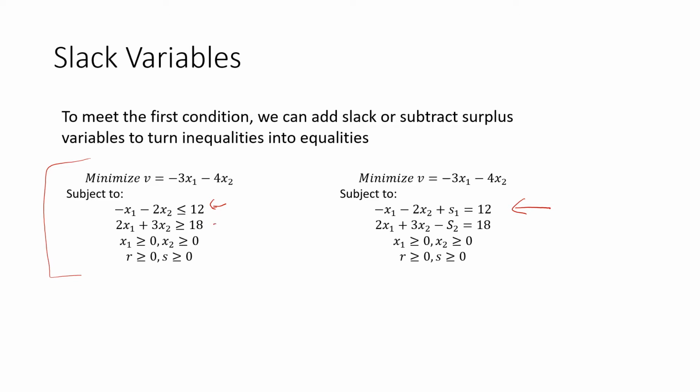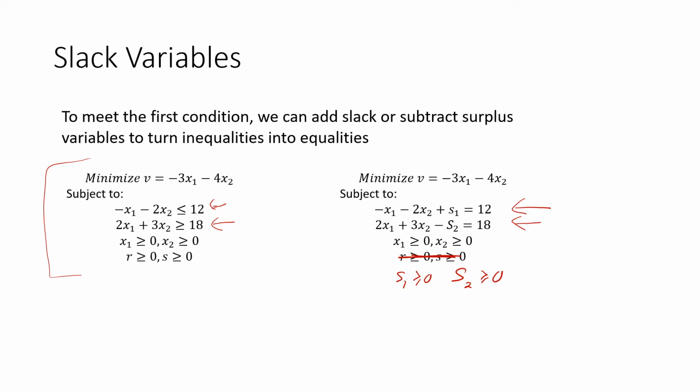The second equation says that 2x1 plus 3x2 is greater than or equal to 18. We add a surplus variable there, so we subtract something to make it equal to 18, because the left-hand side was bigger. And then we make all of our variables greater than or equal to 0. This should actually say s1 greater than or equal to 0 and s2 greater than or equal to 0. So all of our variables are also non-negative.